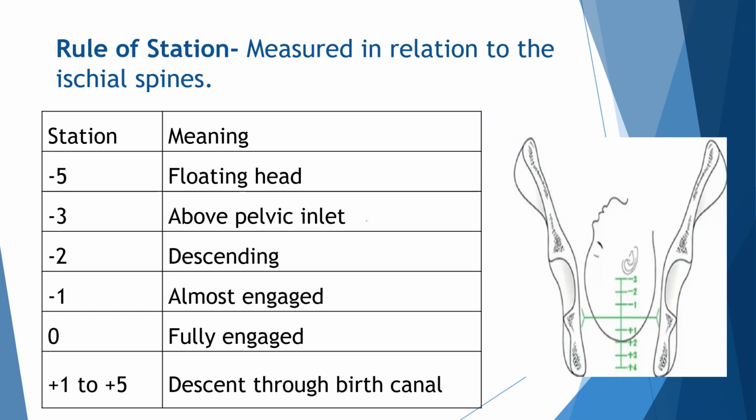Station 0 is very important, because it means the widest part of the fetal head has reached the level of the ischial spines. This indicates that the head is fully engaged. As the baby moves further down the birth canal, the station becomes positive. Stations from +1 to +5 show progressive descent of the fetal head, with +5 indicating that the baby is at the perineum and ready for birth.